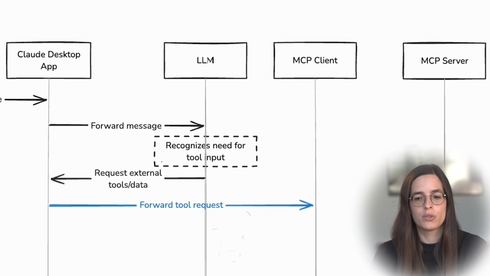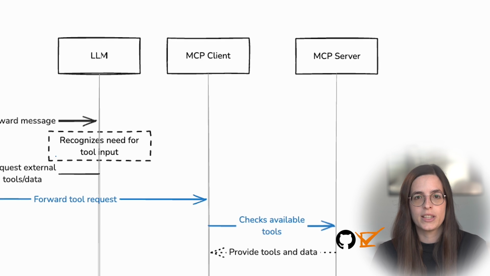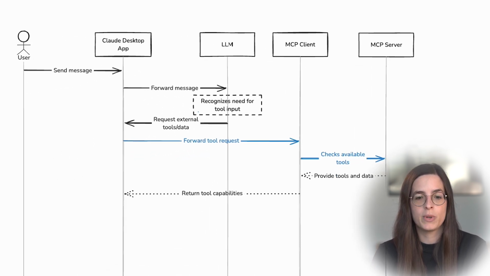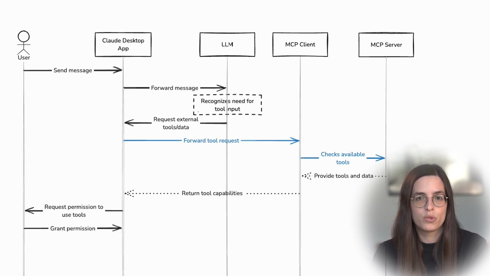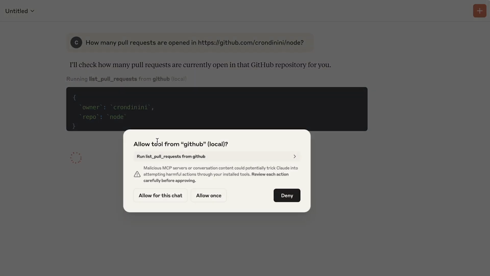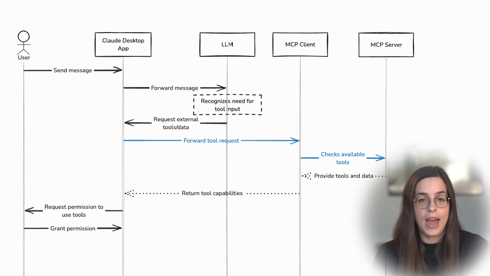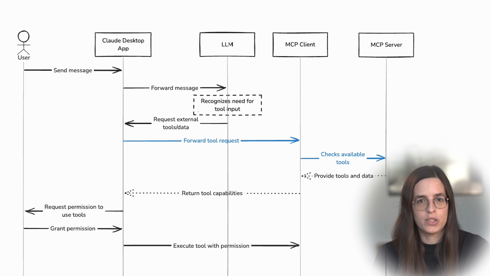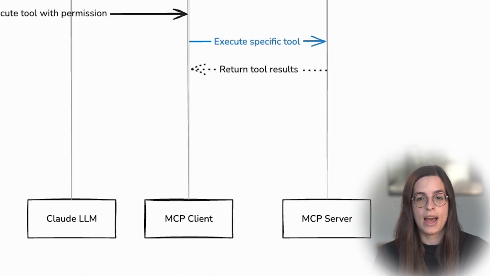The MCP client is going to check the tools available, check that everything is connected, and send back information to the app, saying, yes, I have those tool capabilities. The app is then going to ask the user for permission to execute that tool. Once the user grants this permission, the app is going to again send information to the client and say, execute this tool. The MCP client is going to find the MCP servers related to that tool and ask that specific MCP server to execute whatever request the LLM had sent. In this case, tell me the pull requests in this repository.